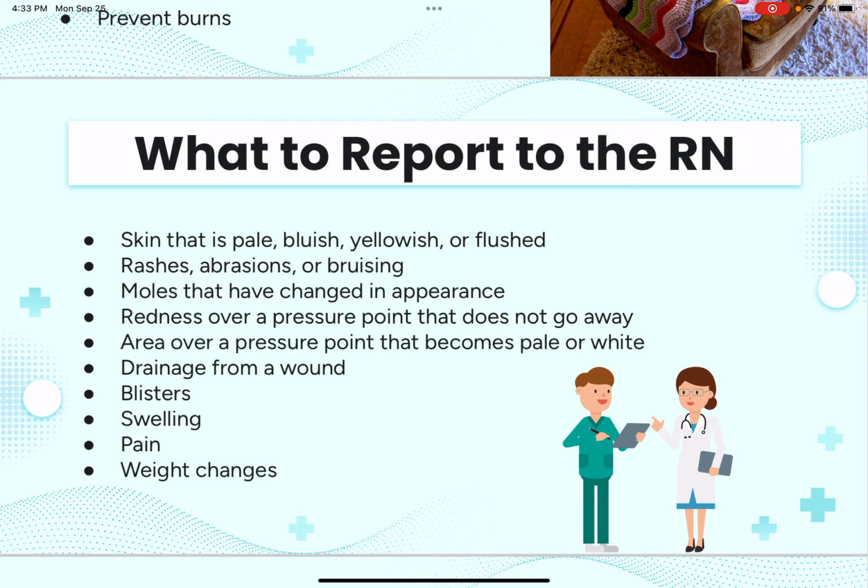Here are some things that the CNA should report to the RN regarding the integumentary system. Skin that is pale, bluish, yellowish, or flushed, rashes, abrasions, or bruising, moles that have changed in appearance, redness over a pressure point that does not go away, area over a pressure point that becomes pale or white, drainage from a wound, blisters, swelling, pain, and weight changes.